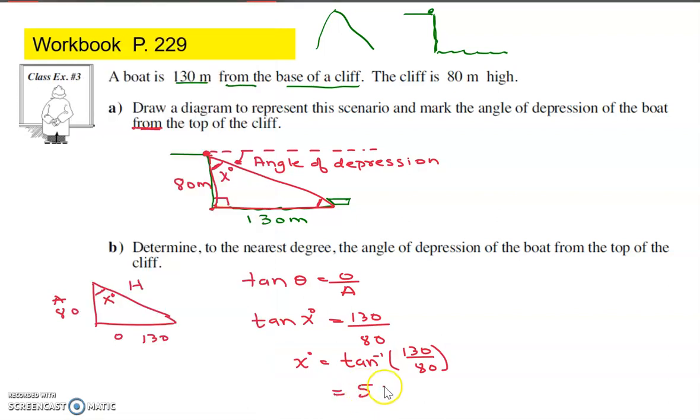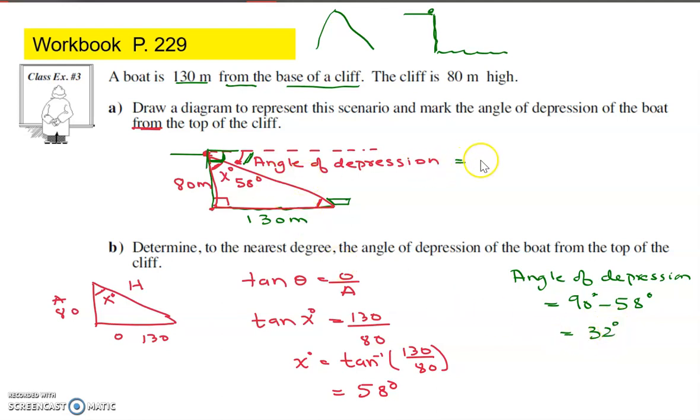Okay. But remember, I am not interested in this angle. I'm interested in the angle that is outside here. So because this entire thing is 90, I can say that my angle of depression is going to equal 90 minus the angle we just found, which will then give you 32 degrees. So the angle of depression is 32 degrees.